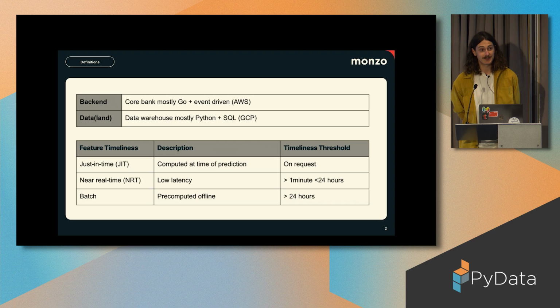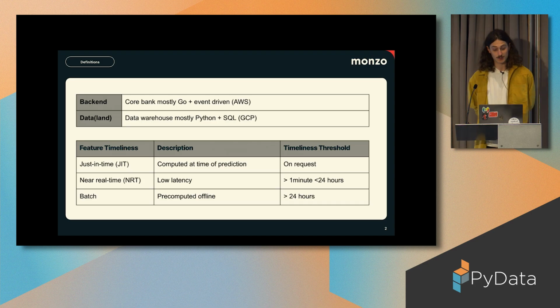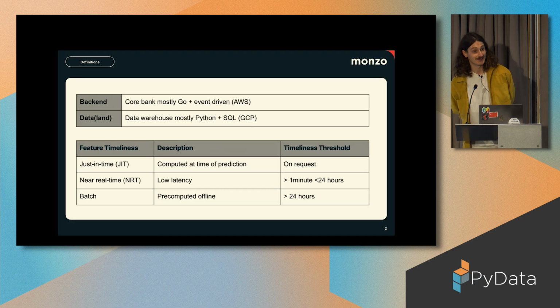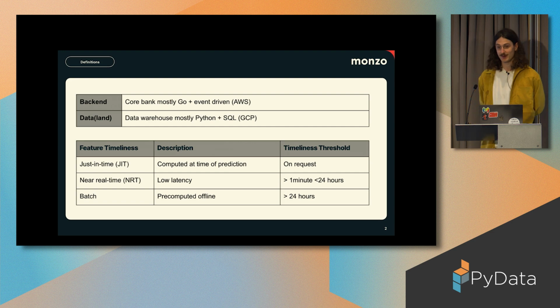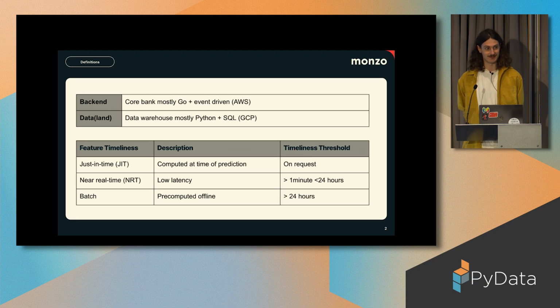Okay, so before I jump in, there's a couple of definitions that I want to clear up. When I refer to backend, this is our core bank, and this is mostly all written in Go. It's event-driven, and it's hosted within AWS. And when I reference data land, what I'm referencing here is where our data warehouse is housed. And it's mostly in Python and SQL, and that all lives within GCP.